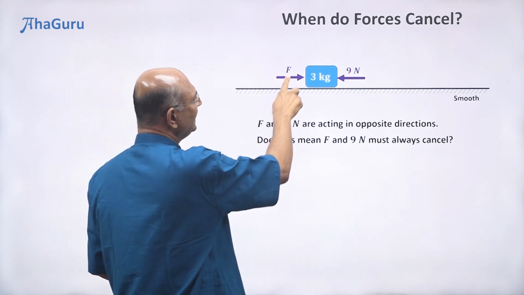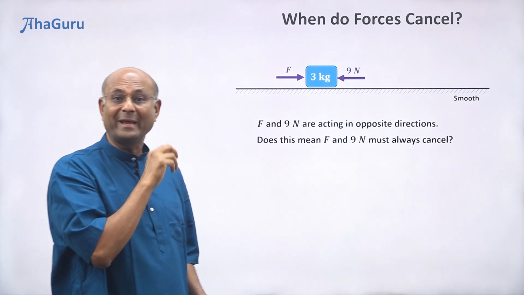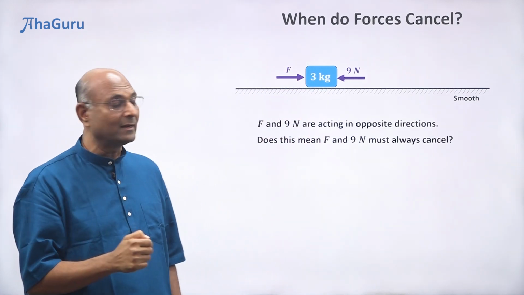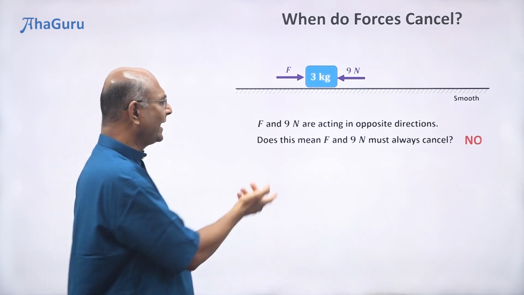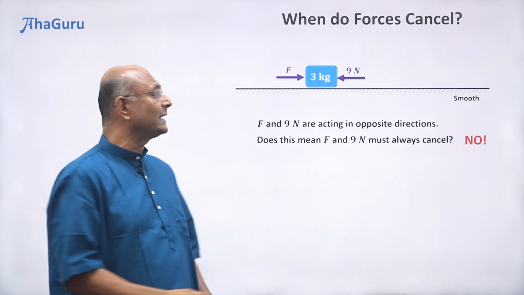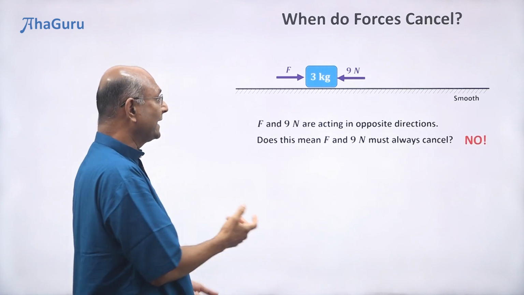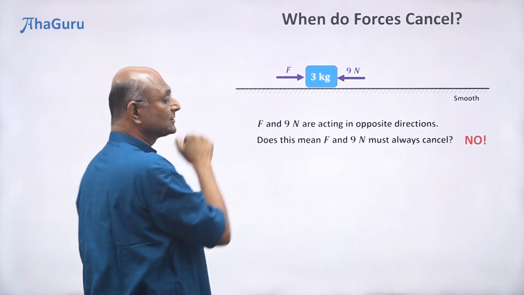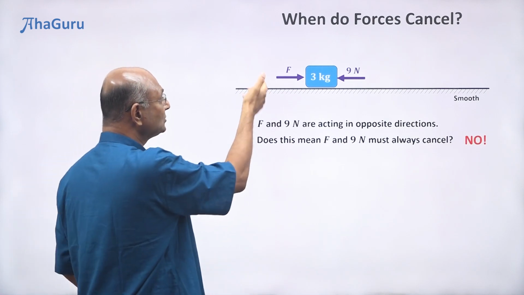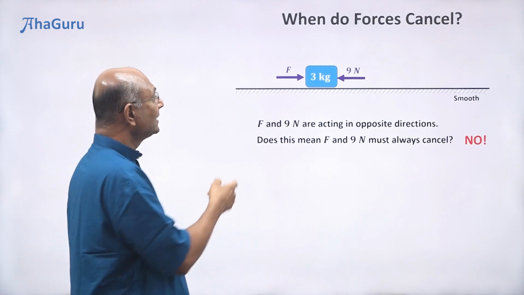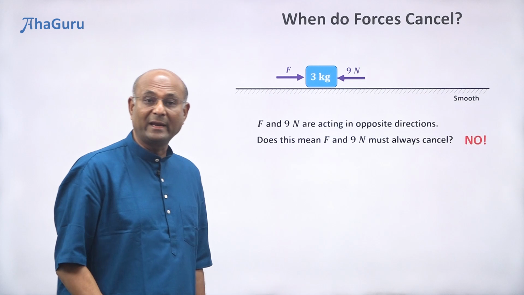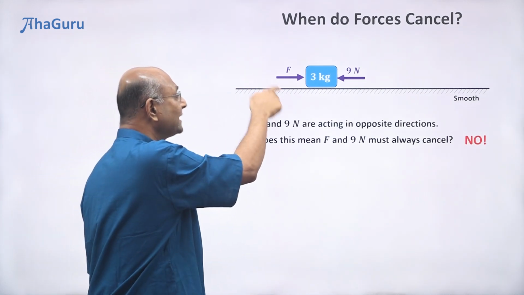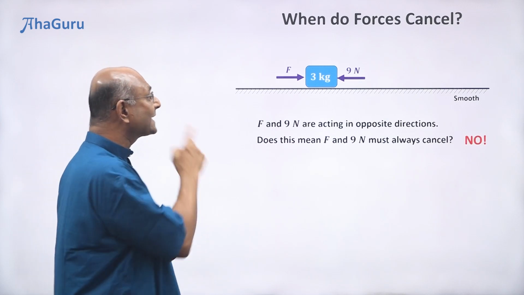Well, if this 3 kg block was always going to remain at rest, then you can say F and 9 newtons must cancel. But is that necessary? No, right? It doesn't always mean that they have to cancel. Why? Because I didn't tell you that this 3 kg block will permanently remain at rest. I can make this force 7 newtons, I can make this 12 newtons, it's my choice, right? So F doesn't have to be equal to 9 newtons and in the opposite direction. It doesn't have to cancel because this 3 kg block could be accelerating.